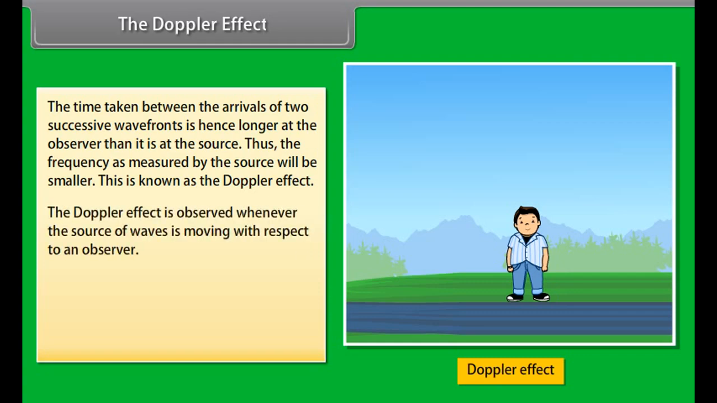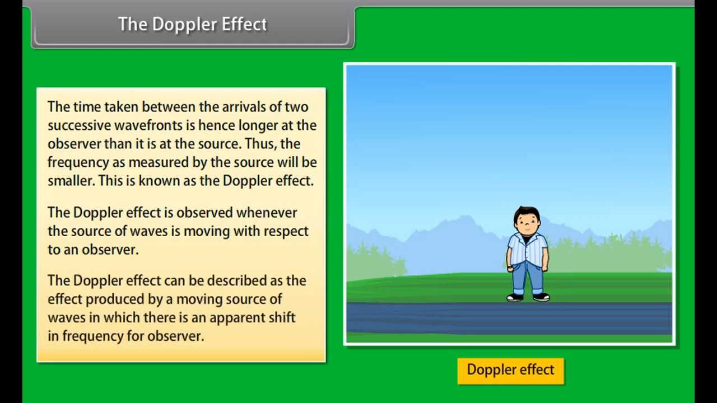The Doppler effect is observed whenever the source of waves is moving with respect to an observer. The Doppler effect can be described as the effect produced by a moving source of waves in which there is an apparent shift in frequency for the observer.